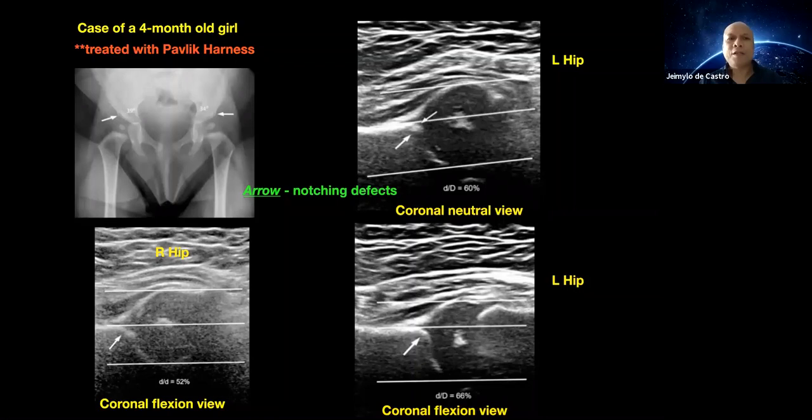And after the treatment with the Pavlik harness, you can see here that the ratio based on Harcke's method is more than 50%. In fact, it's 52% on the right and 60 to 66% on the left. They did a flexion stress view, so that is really, really good, okay? So you can see here that it responds to the Pavlik harness.